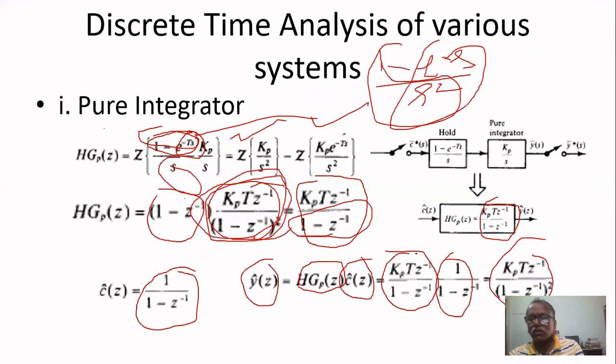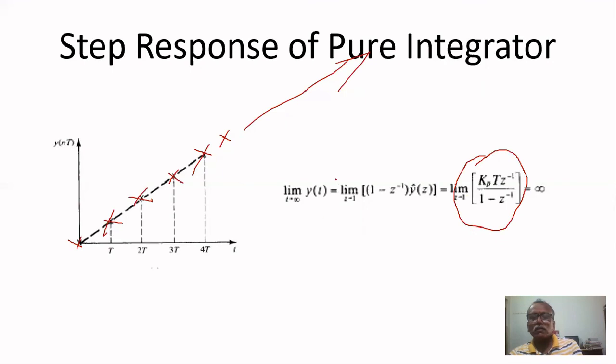Y of z equal to what? Y of z equal to 1 by 1 minus z square whole square. So for that, y of z, we have to find y of infinity. What is the final value there? 1 minus z power minus 1 y of z. Y of z is 1 minus z square whole square.